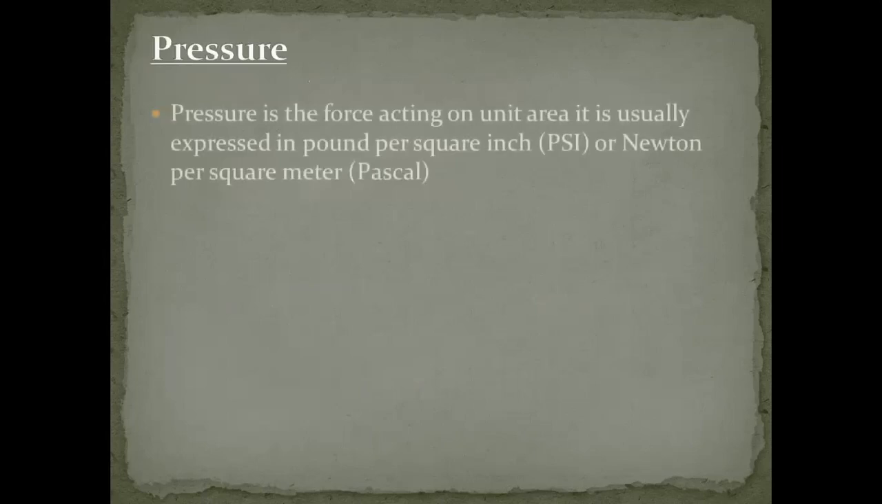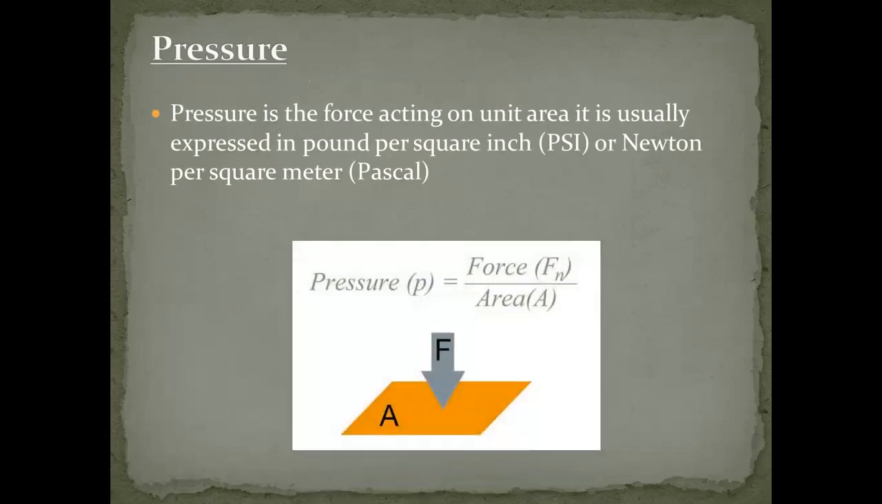Now, what is pressure? Pressure is a force acting on a unit area and is usually expressed in pounds per square inch or Newton per square meter. Pounds per square inch is also called PSI, and Newton per square meter is also called Pascal. This is the basic equation of pressure: pressure is equal to force divided by the area.